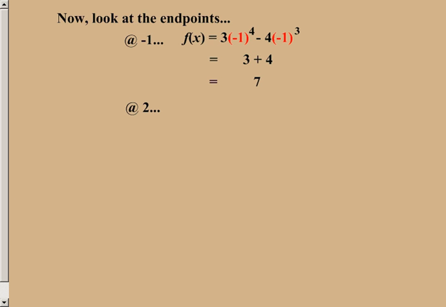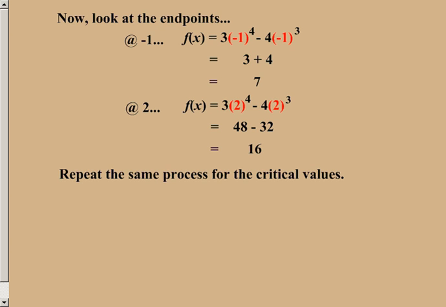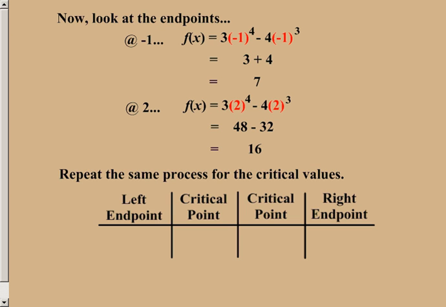At the other endpoint, which is 2, evaluating the function at 2 and simplifying, we find that the function's value is 16. And we'll repeat the same process for the critical values. We've already discovered that the left endpoint has a value of 7.